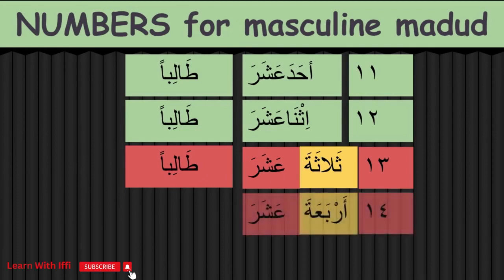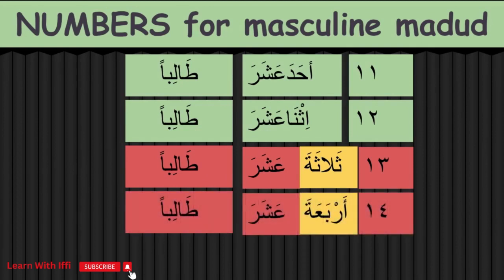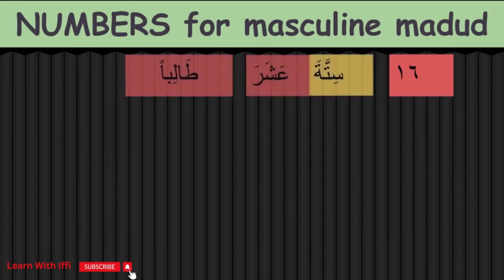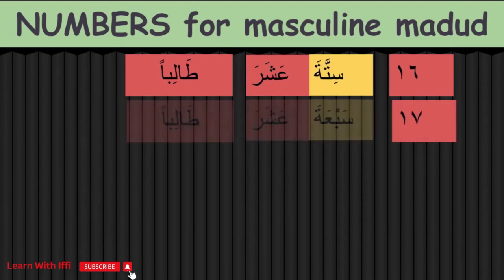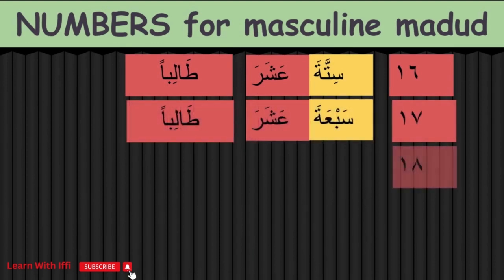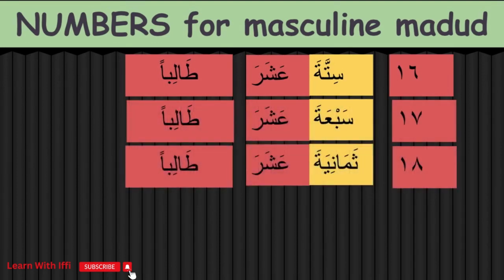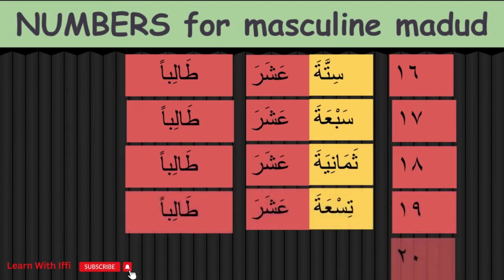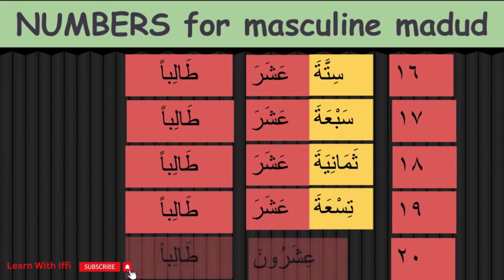So it will be arba'ata ashara taliban, khamsata ashara taliban, sittata ashara taliban, sab'ata ashara taliban, thamaniyata ashara taliban, tis'ata ashara taliban, and ishrun. So again it's a pattern like Jam'u Muzakkar Salim, so it has its own marfu forms. We'll do it later inshallah. So just to know that there's a tamiz here, ishrun taliban.